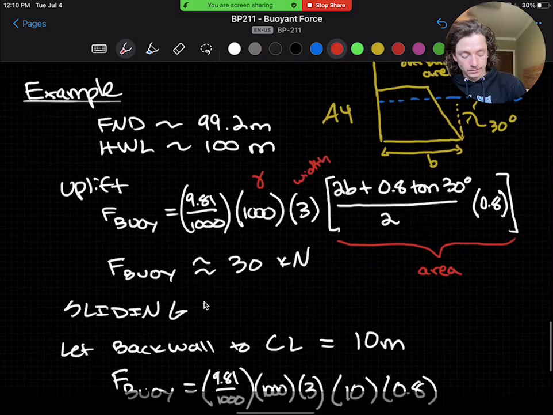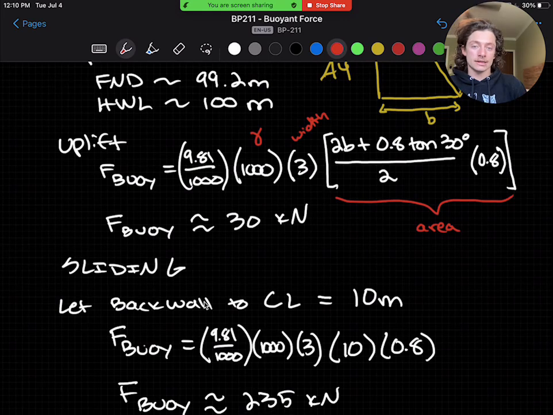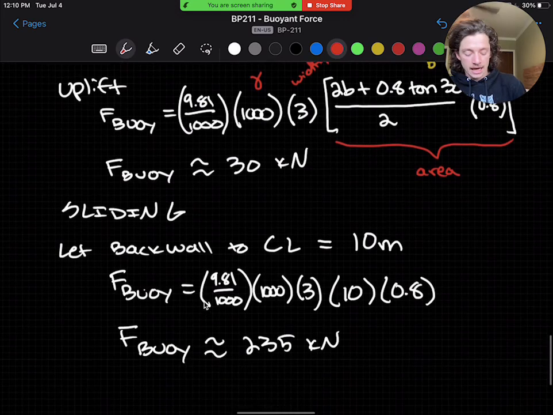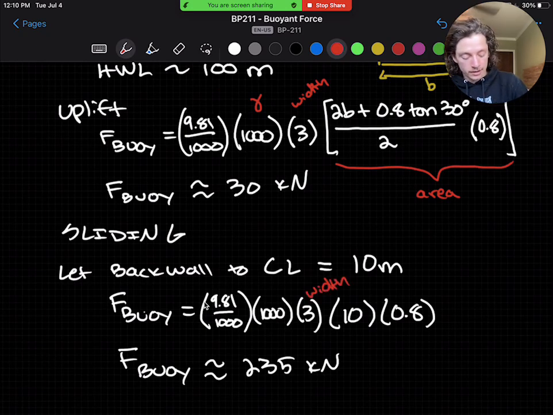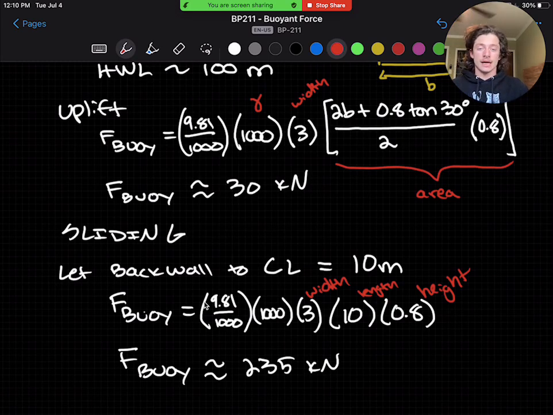For sliding, let's let our back wall to center line distance be 10 meters, and we can calculate our buoyant force similarly as our unit weight times width times our, say, length and height of that water. And remember, we can reduce this value for soil, but in this case, we're conservatively going to assume that all of the water is displaced and we get a buoyant force of 235 kilonewtons.